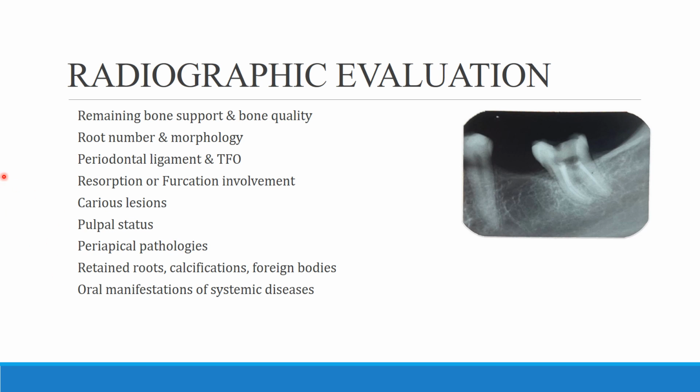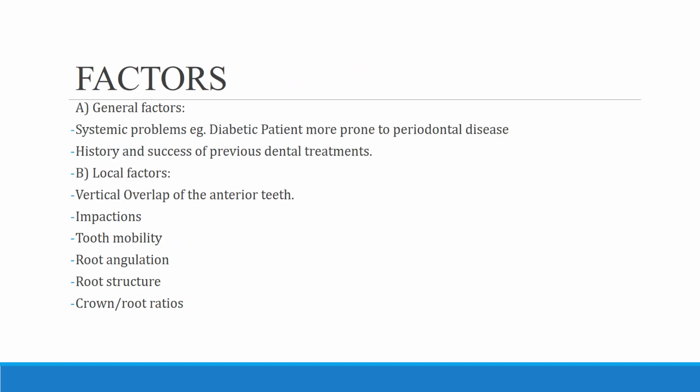Coming to the radiographic examination, the remaining tooth, the bone support and bone quality have to be checked. The root number, the morphology, the periodontal space, any symptom of TFOs, right? Resorption or any furcation involvement, any carious lesions or pulpal status, any periapical pathologies, any retained root, any calcification, right? Or any oral manifestation of systemic diseases, right?